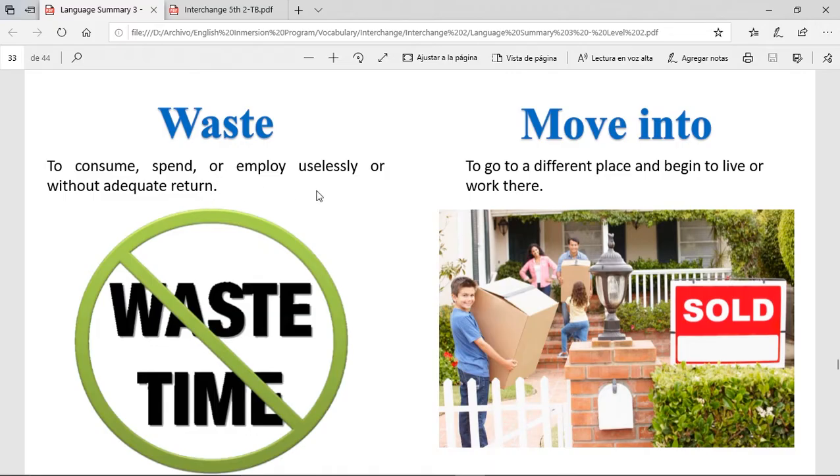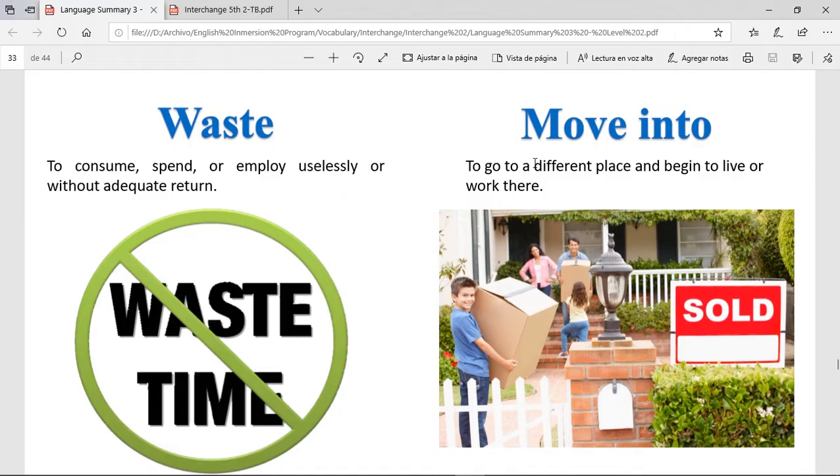Waste. To consume, spend, or employ uselessly or without adequate return. For example, if you have a lot of food on your plate because you were so hungry, but when you are in the middle of your food, you say, oh, I don't want more, so you throw it away, then you wasted food, okay?